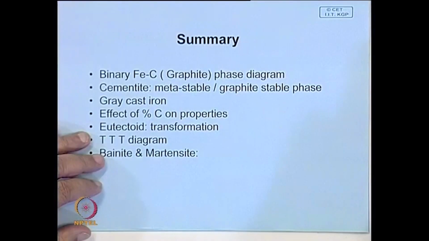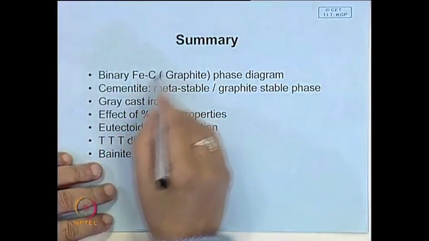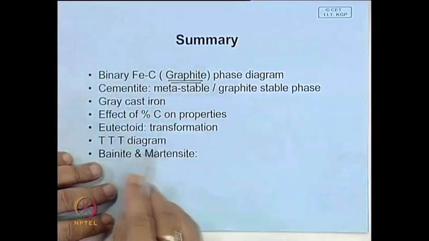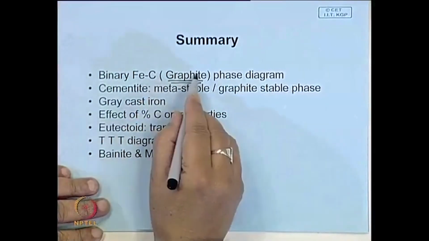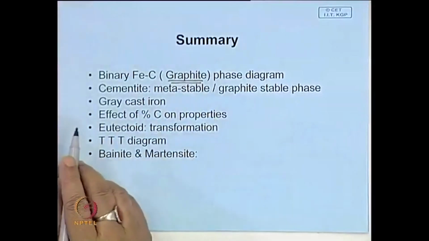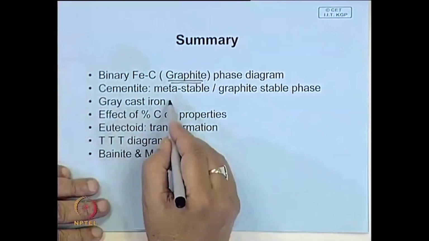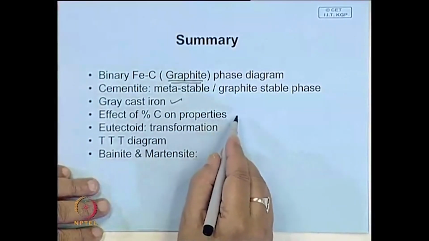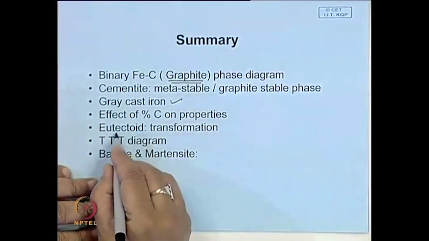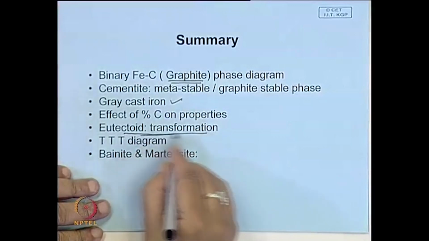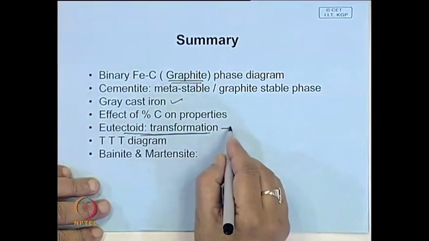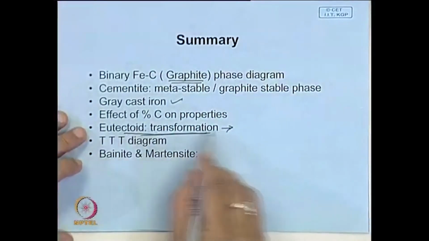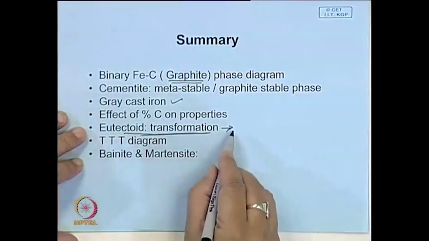To sum up, in these two lectures today we looked at the iron carbon phase diagram, and we have seen how the diagram is modified if a stable graphite phase forms in the structure. We looked at gray cast iron. We looked at the effect of carbon on properties of iron carbon alloy. We looked at eutectoid transformation, of course, a qualitative explanation of eutectoid transformation, and we looked at the importance of the temperature in determining the microstructure of the transformation product.